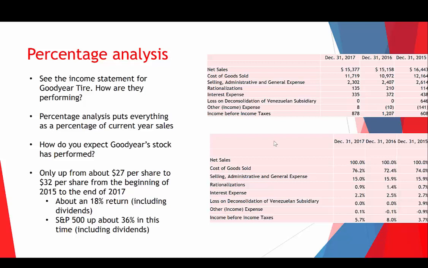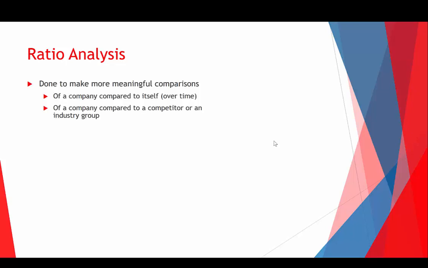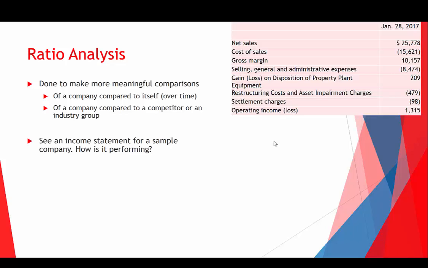So, all right. Well, if we hop into ratio analysis here, we're going to spend some time on it. But why do we do this? We make more meaningful comparisons of the company compared to itself over time, and the company compared to a competitor or an industry group. So let's see an income statement for a sample company off to the right.